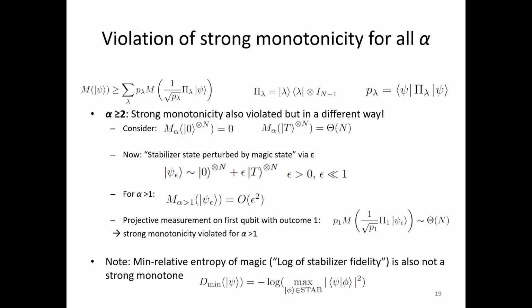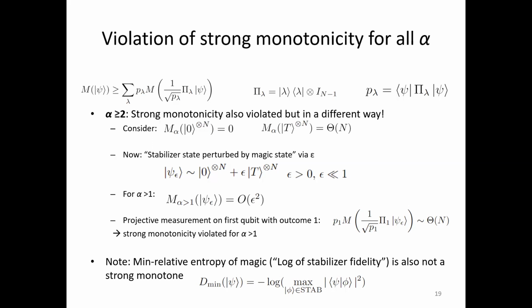And now we can show that if this is the case, you check now the state and you make a projective measurement on the first qubit and you post-select for the outcome 1. And you find the resulting state has a magic now which scales linearly with n, right? Because you basically post-select mostly for this state. So you find the resulting state will scale with the number of qubits. And this means, of course, that if you make the number of qubits large enough, you will eventually violate strong monotonicity whenever alpha is greater than 1.